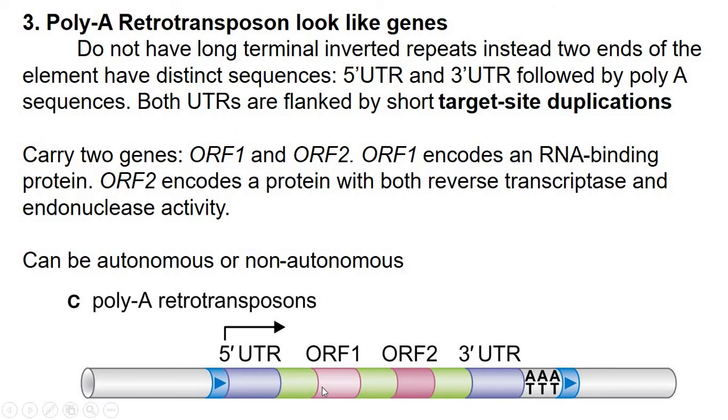That means that if they have all these elements, they have ORF1, ORF2, their UTRs, and their poly-A tail, then these will be autonomous. But if they lack any of these portions of their element, then these will be non-autonomous. So that means these can be activated, they can move from one place to another place in the genome, or they can be frozen, stay in the same place in the genome.